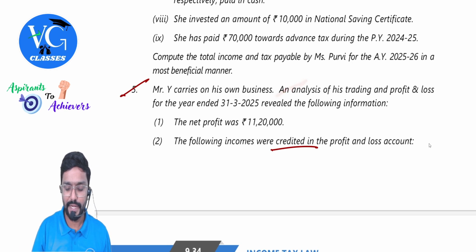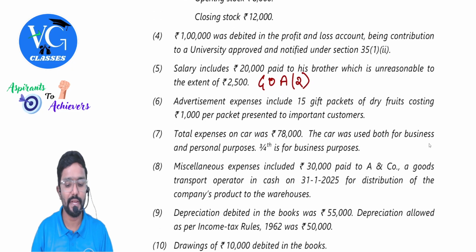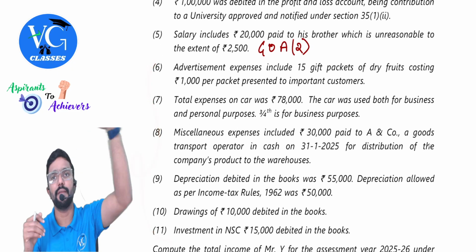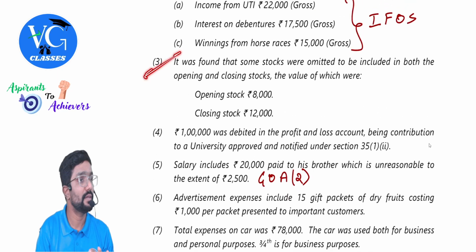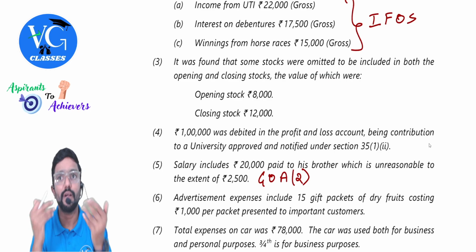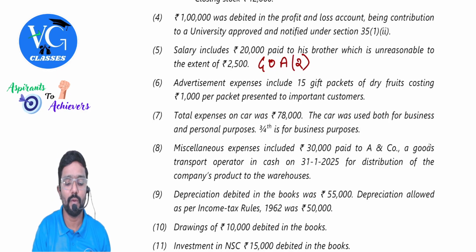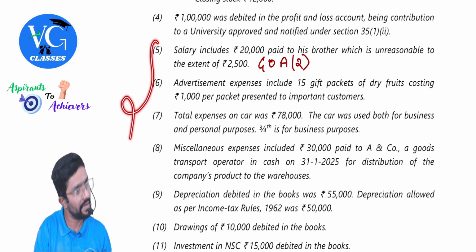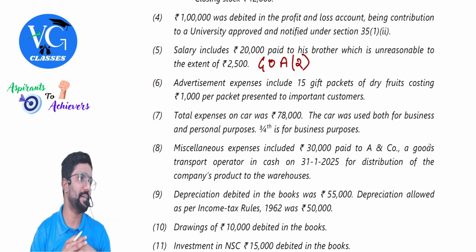An analysis of his trading and profit and loss account for the year ended revealed the following. The following incomes were credited, and the other things which are already given here, guys, it is considered that already it is taken care of in the P&L account, either debited or credited. Whereas this is omitted. They clearly told it is omitted. Got it? Omitted means not recorded. Because you might get a doubt: sir, why are you adding back all this? Guys, it is considered that all these expenses are already debited. So if it is allowed, don't touch it. If it is disallowed, please add it.